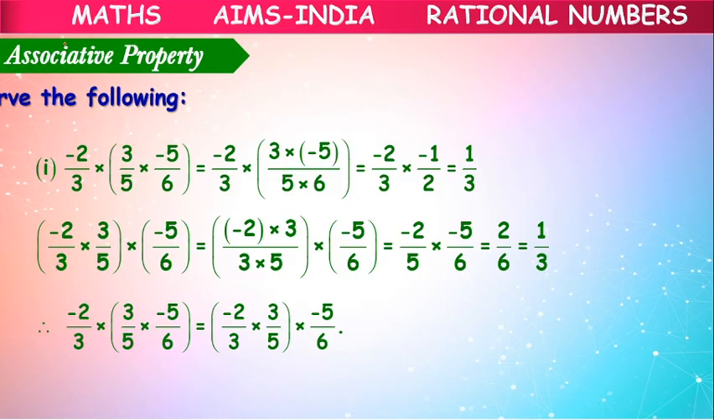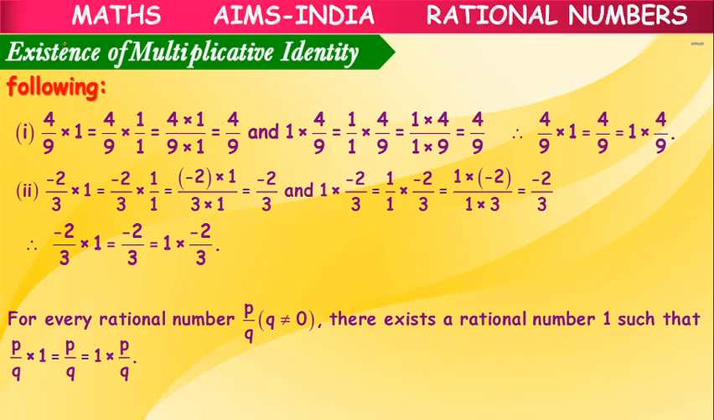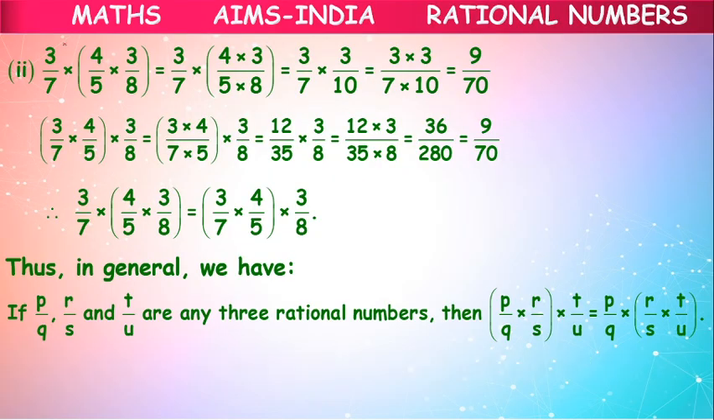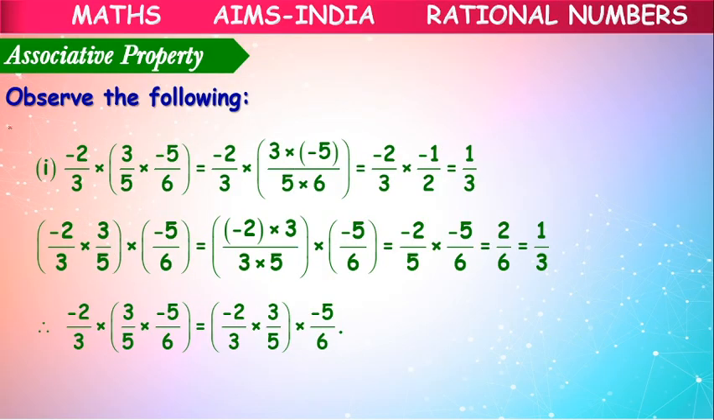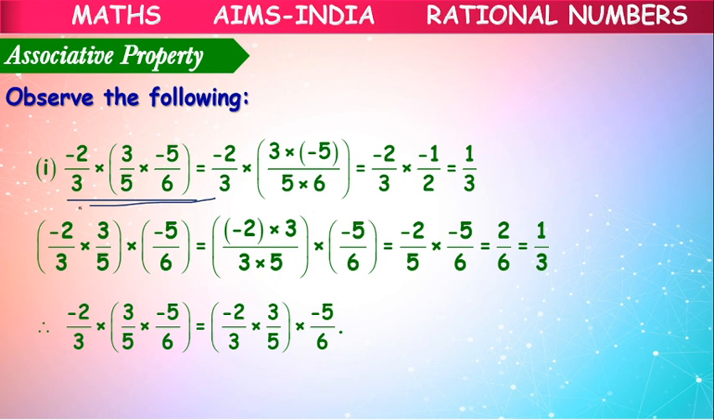Next, associative property. One minute, children. Now let's see the multiplication of three rational numbers. The first rational number is separate. The second and third are grouped together, kept in brackets, and simplified together. The result is -1/2. It is multiplied with the first one. Then the answer is 1/3.